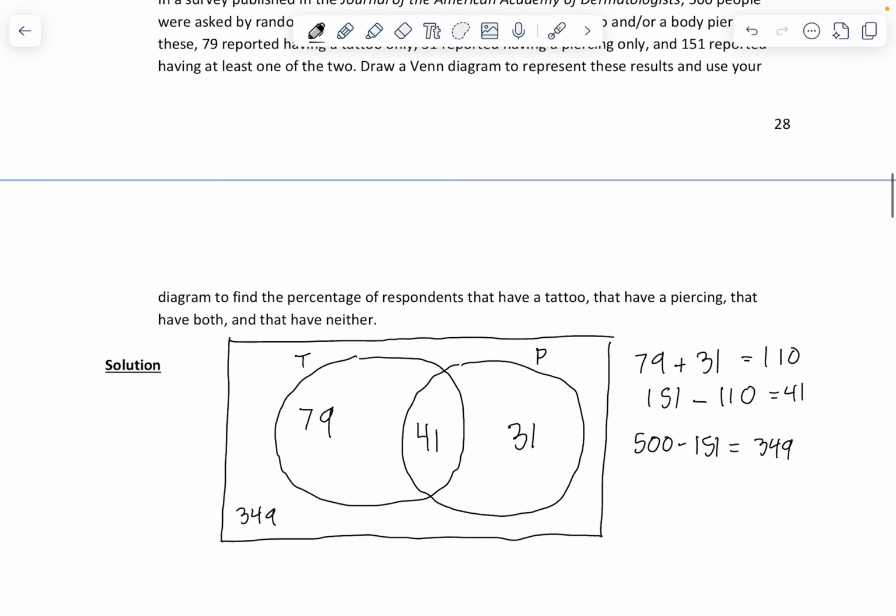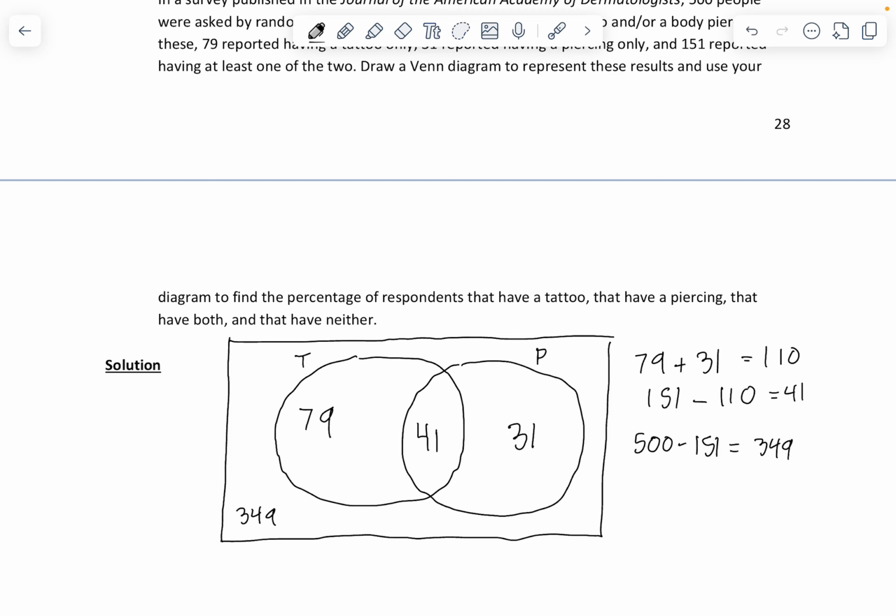So then what are we asked to find? Well, it says, use your diagram to find the percentage of respondents that have a tattoo, the percentage of respondents that have a piercing, that have both, and that have neither.